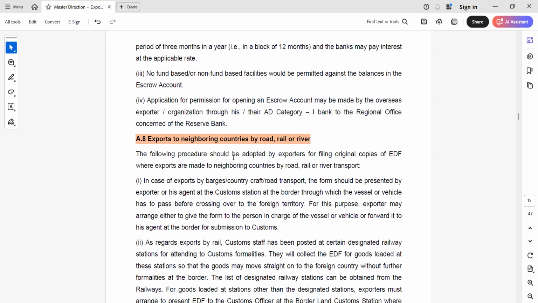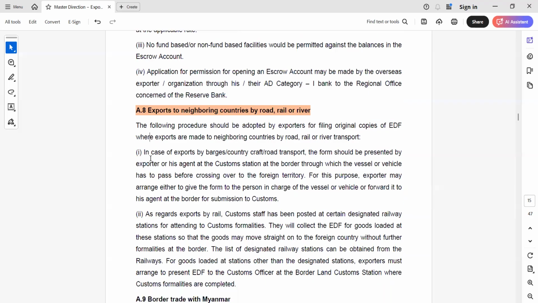The following procedure should be adopted by the exporter for filing original copies of EDF, where exports are made to a neighboring country by road, rail, or river transport. First, in case of export by barges or country craft or road transport, the form should be presented by the exporter or his agent at the customs station at the border through which the vessel or vehicle has to pass before crossing over to foreign territory.